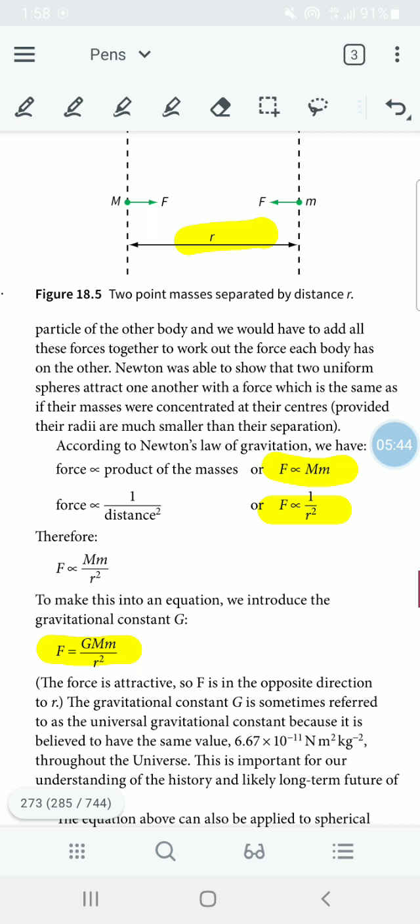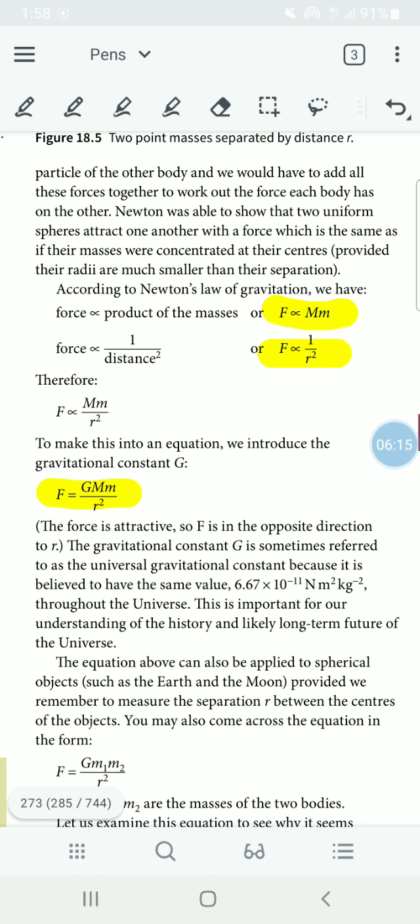The gravitational constant G is sometimes referred to as the universal gravitational constant because it is believed to have the same value. So it is quite easy for us now. G has the same value, 6.67 times 10 to the power minus 11 newton meter squared per kilogram squared, throughout the universe. So this is a universal fact. This is important for our understanding of the history and likely long-term future of the universe.